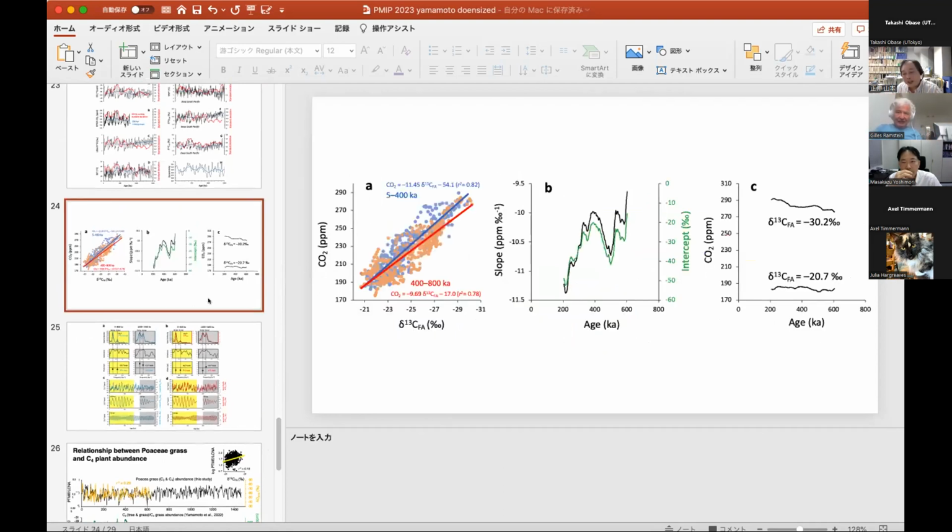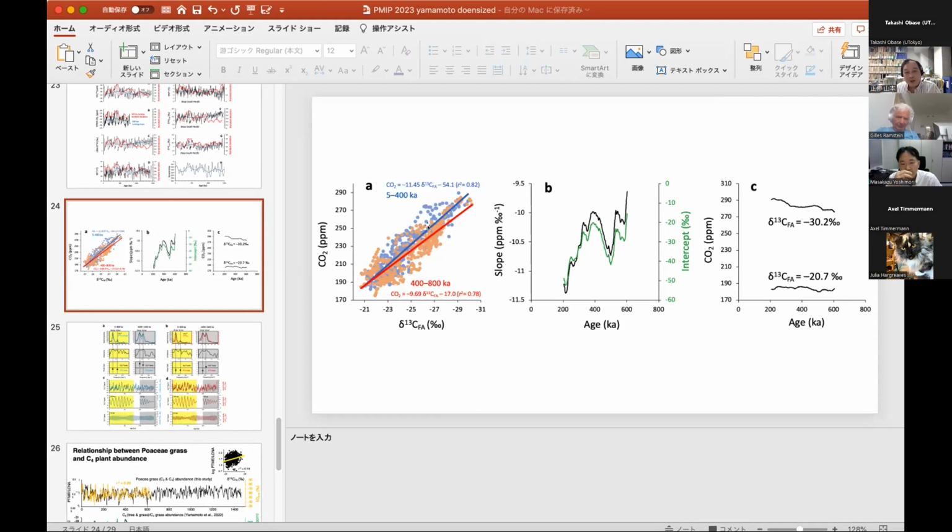Yeah, it's a very good question. Within the 800,000 years, we separated the time interval into the early half and the later half.